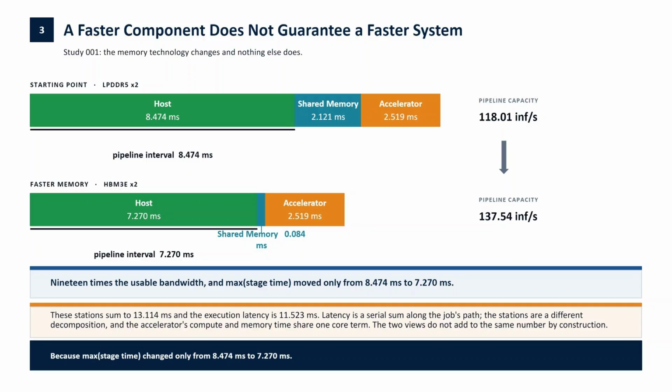These values represent different decompositions of the system and share some underlying calculation terms, so they do not have a simple additive relationship. On the next page, we will examine this interaction more closely through the host station. This is the first system-level observation from Study 001.